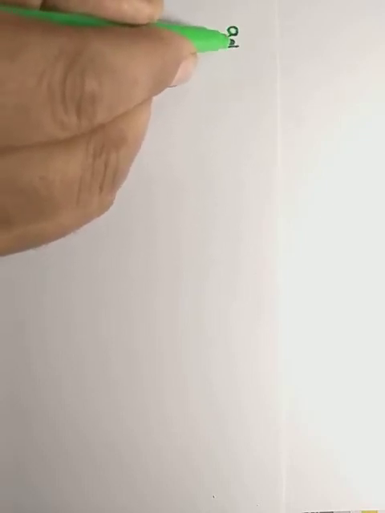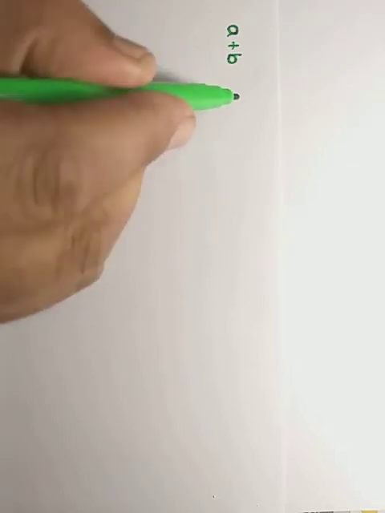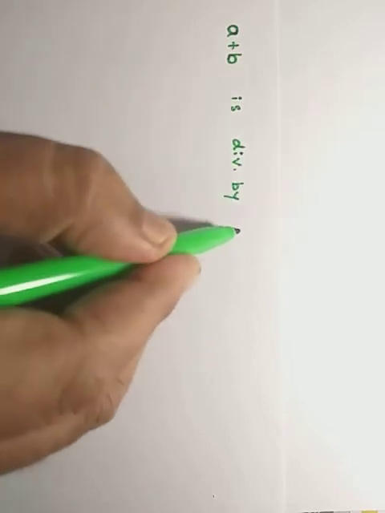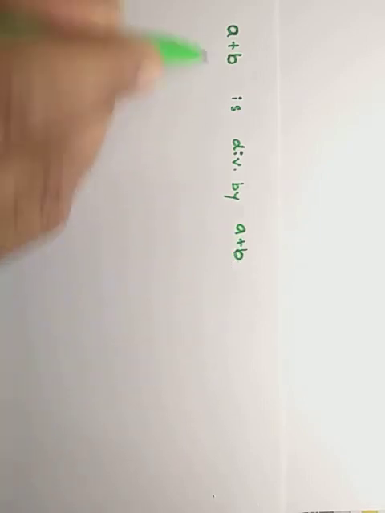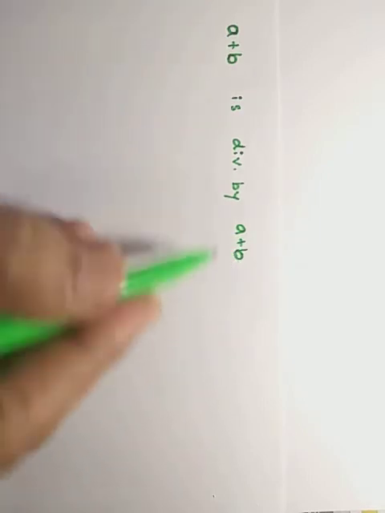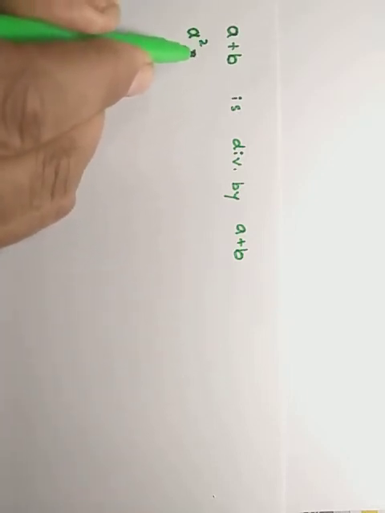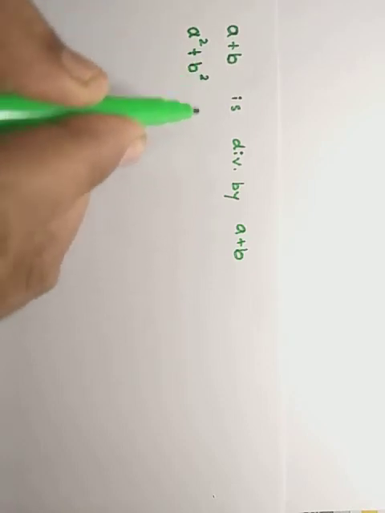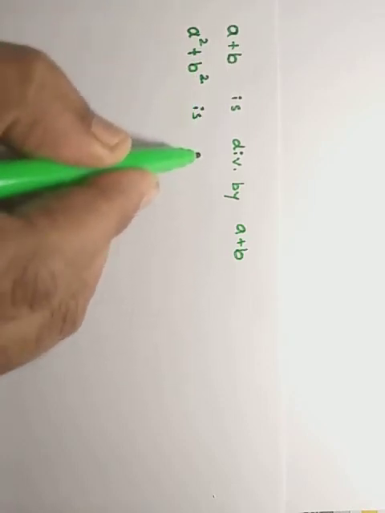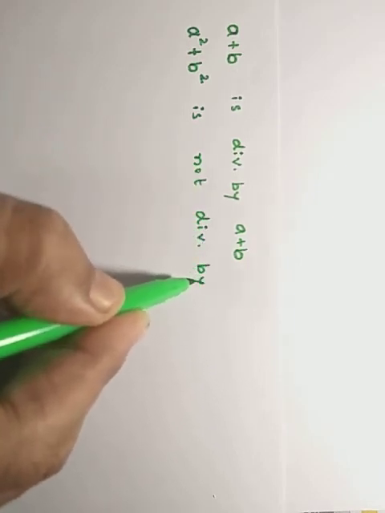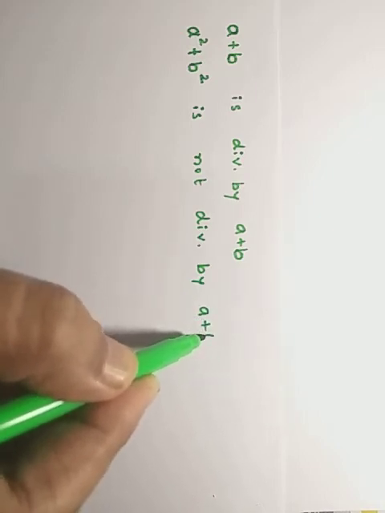A plus B is divisible by A plus B. That is but sure. A plus B is divisible by A plus B. Now, A square plus B square is not divisible by A plus B.